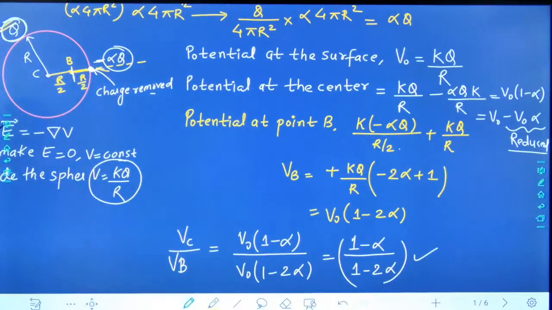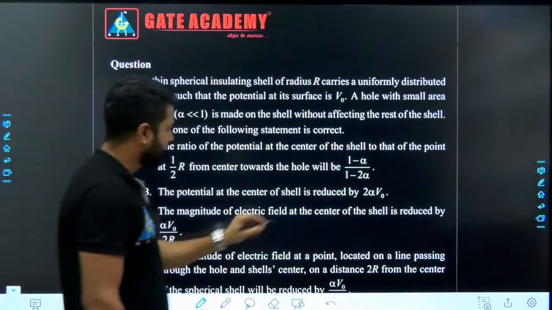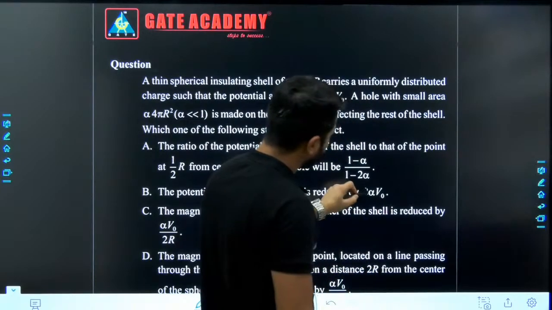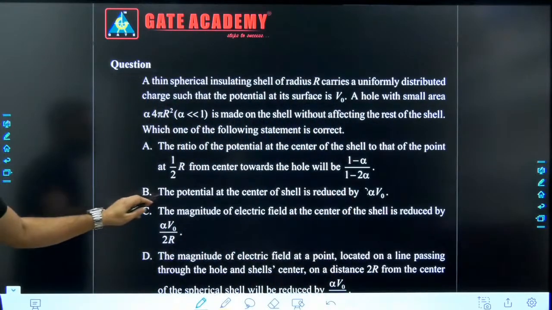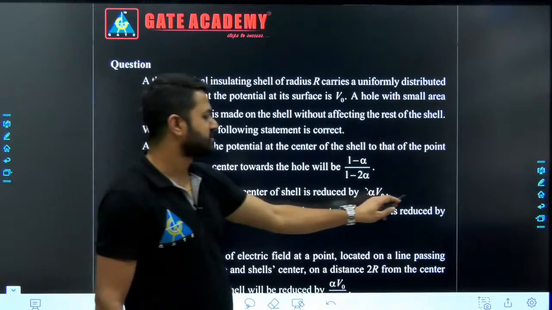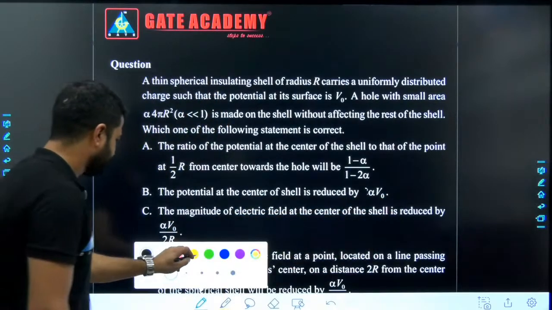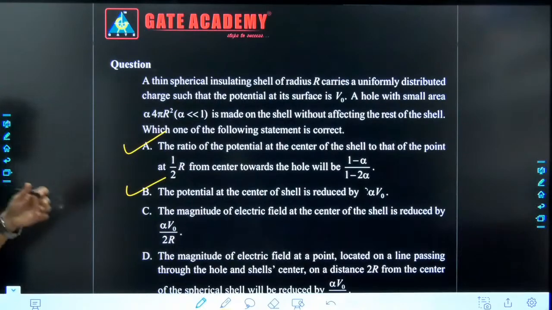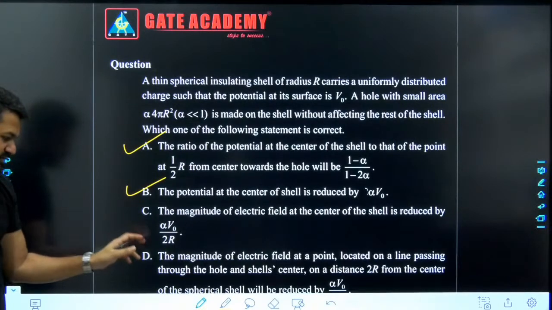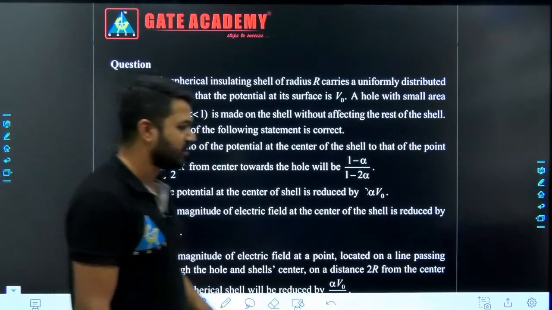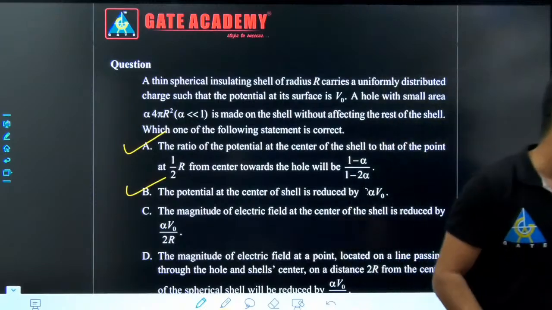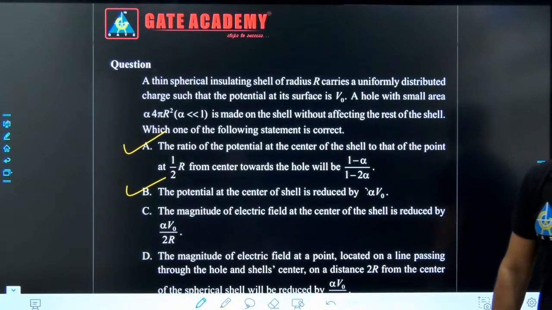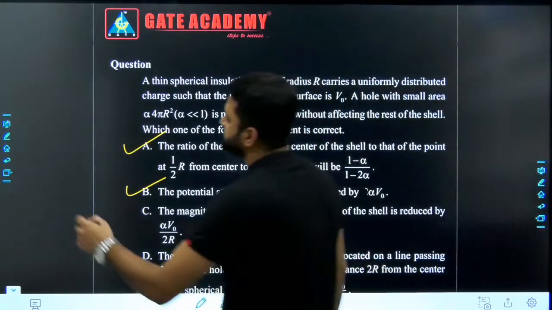So according to the option, if you go here, you can see the potential at the center is reduced by alpha V naught. So option A is correct, option B is correct. So the two options are already verified. Now we have to see whether option C or D is correct or not. Yes, B is also correct and A is also correct. So A and B both are correct.